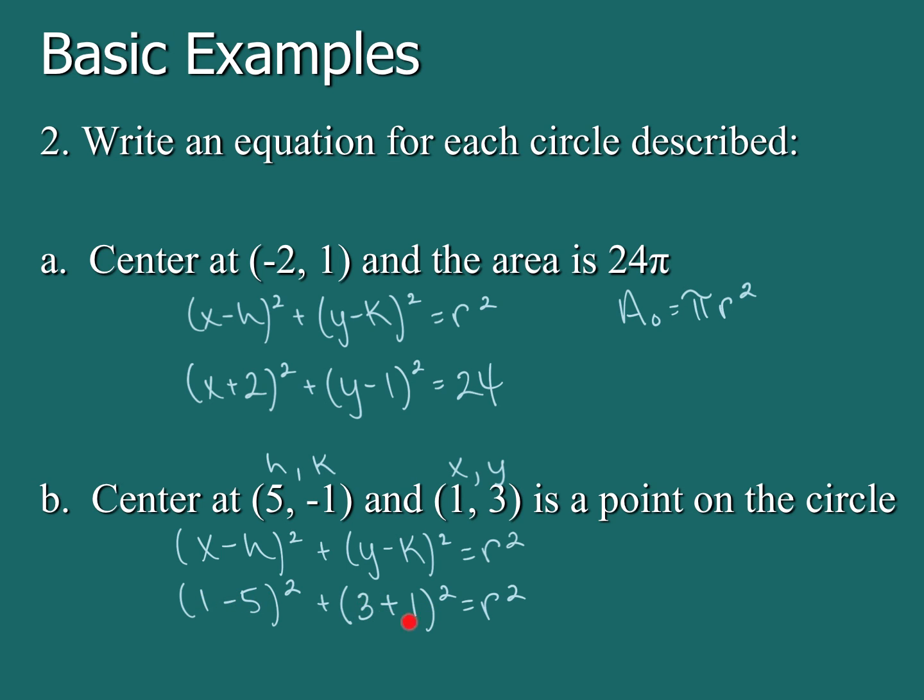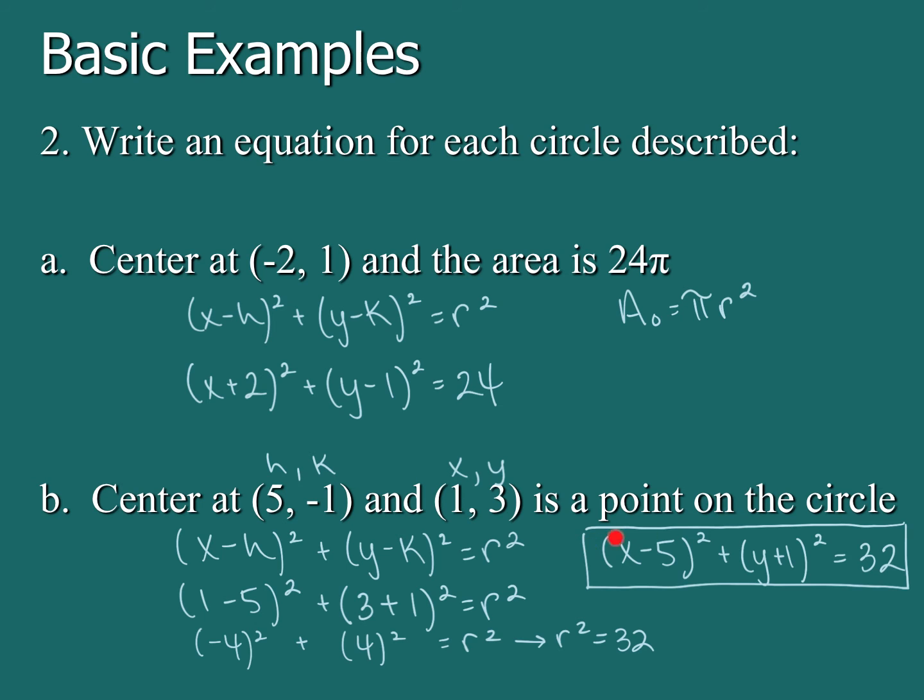So 16 plus 16 is 32, so it looks like r squared is 32, and that's the last piece I needed. I have my h and my k, and I have my r squared, so I can fill them all into the equation. So here's my final answer for the equation for this circle.